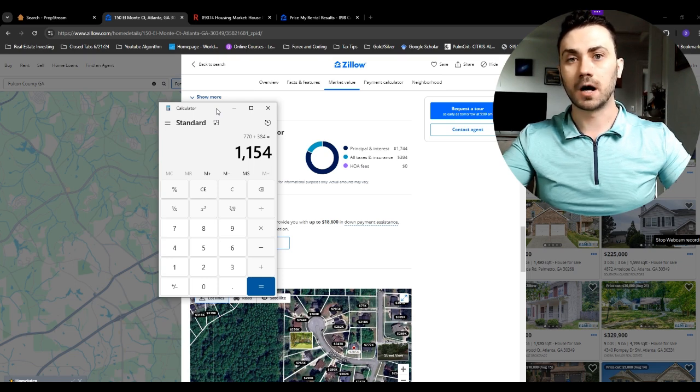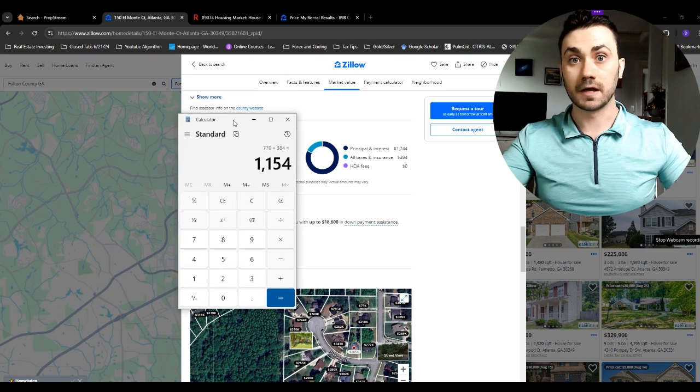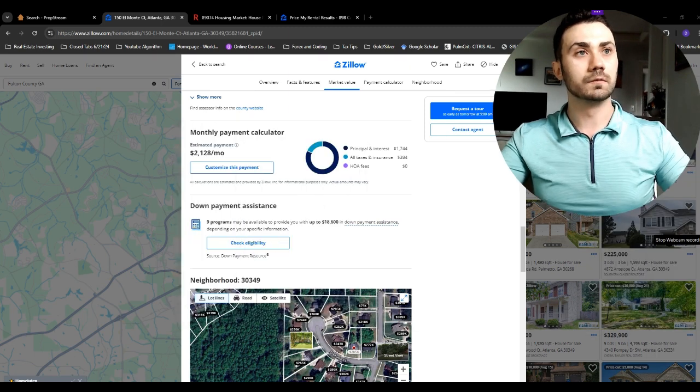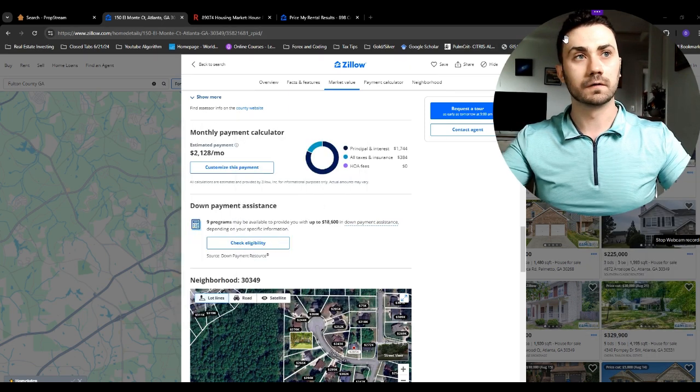You would do a comparable comparison for the rent in that area, and then you would also do a comp comparison for ARV. But because you don't have a yes yet, don't waste your time underwriting that initially. So $1,154 is going to be our estimated PITI.